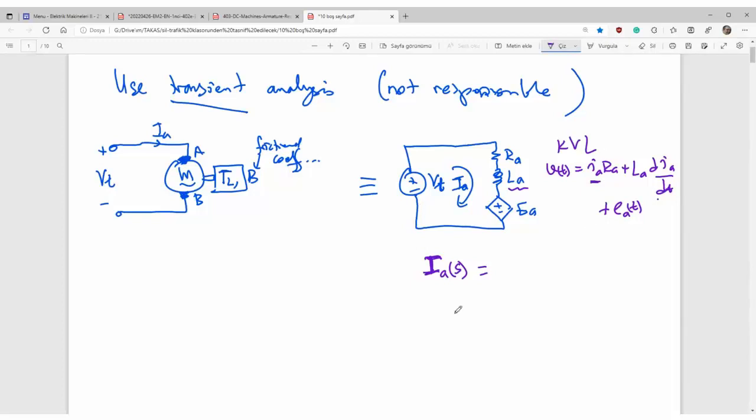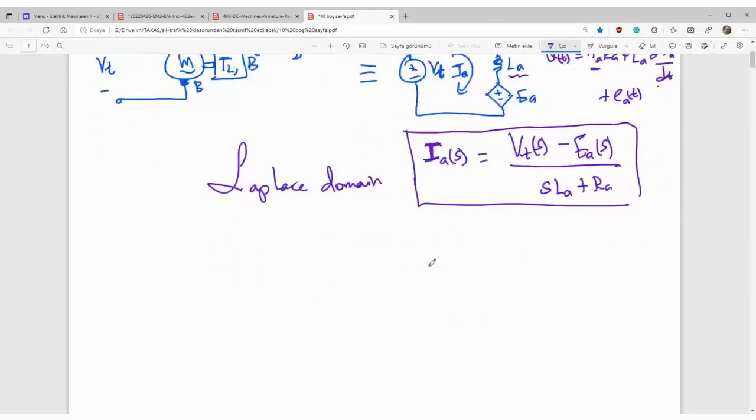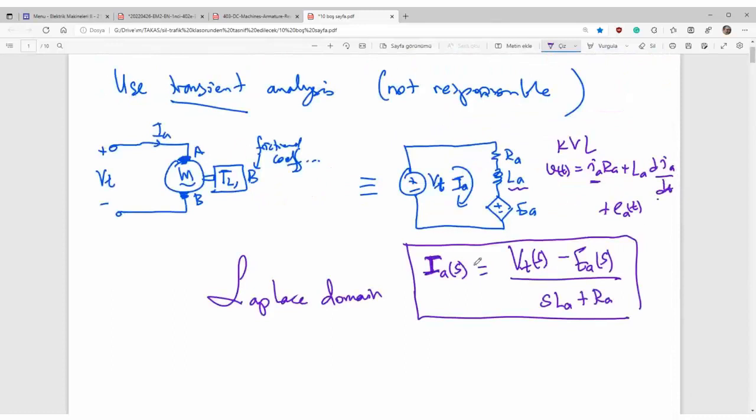So apply Laplace form and then take current out. Current will be Vt(s) minus Ea(s) over (s La plus Ra). That is the current solution in Laplace domain. You are not responsible for this during this course. I mean, current has such a differential equation. In fact, it is an implicit differential equation, that Laplace transform is based on. You see, here it is.